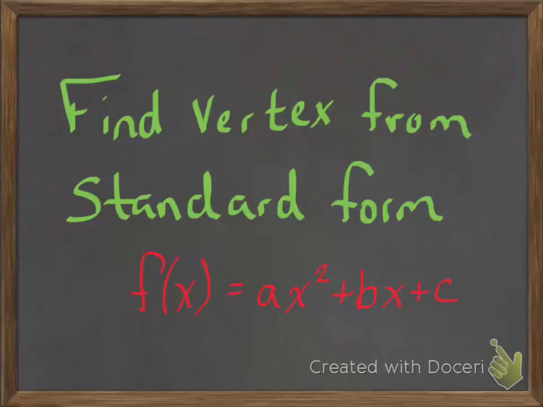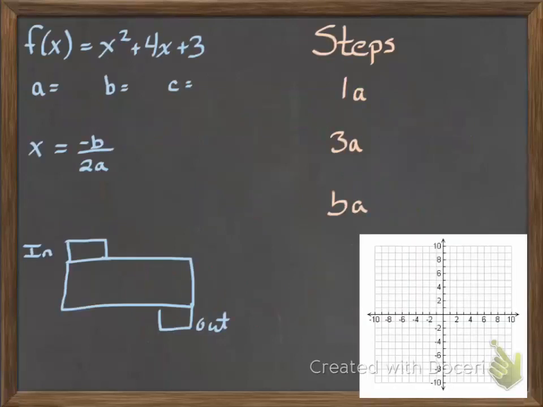Finding the vertex from standard form. Standard form of a quadratic is f of x equals ax squared plus bx plus c. The a, the b, and the c will be replaced with numbers. The variable x is what's going to be used as a placeholder. So let's look at a problem with that example.